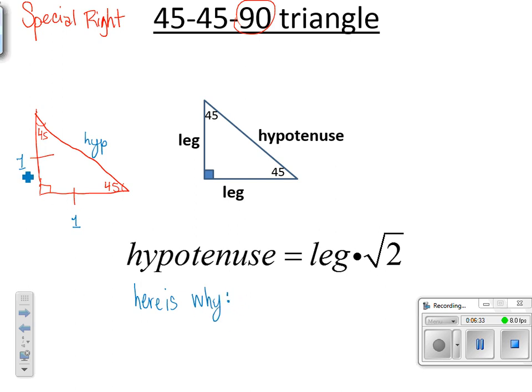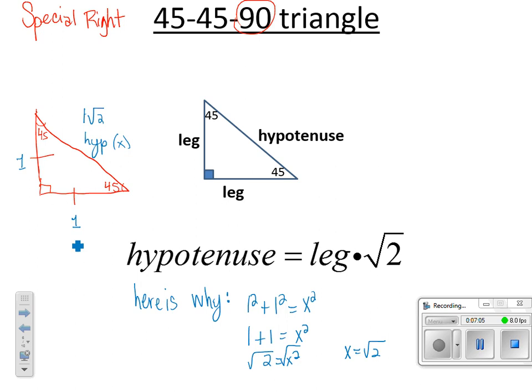Okay, so if our side lengths are the same and we need to find the hypotenuse, we could use the Pythagorean theorem. So 1 squared plus 1 squared would be the hypotenuse squared. And so 1 plus 1 is equal to 2, and x squared would equal 2. If I square root both sides, that x value would equal the square root of 2. So this would be 1 square root of 2.